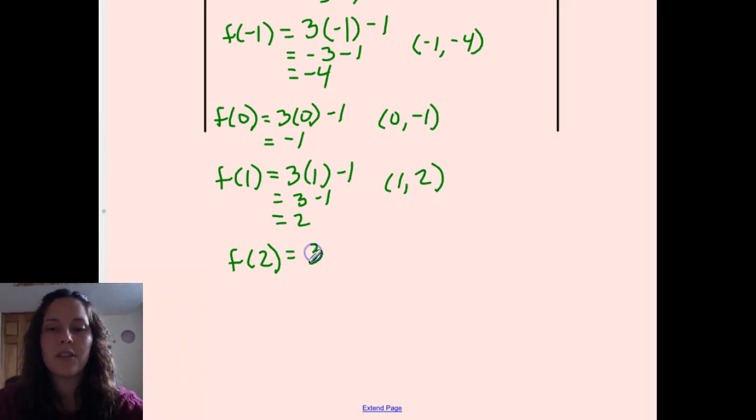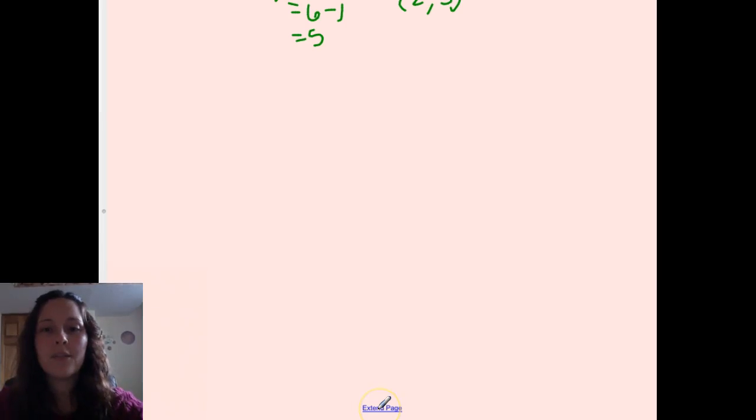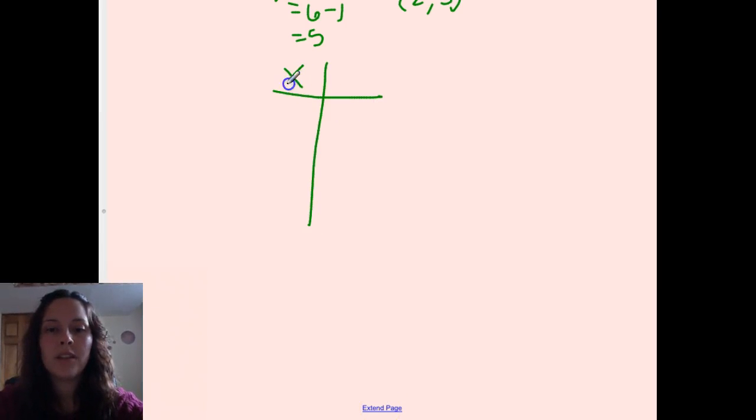Substituting that into the function for x, we get 3 times 2 is 6. 6 minus 1 is 5. So again, when our input was 2, our output was 5. Next, we're going to put all of these values into a table. Some of you also might have called this a t-chart.